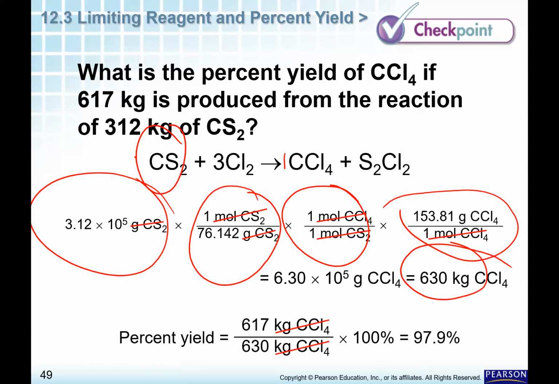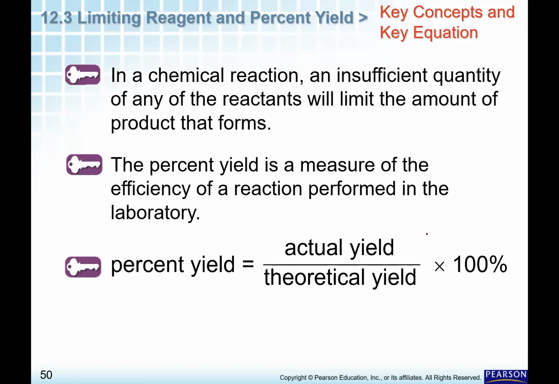So we divide the 617, the actually produced, by the theoretical times 100%, and this way we get the answer that we're looking for. 97.9. For any reason, in any question that you get an answer which is more than 100%, immediately know that you are exchanging the actual with theoretical. You're using the wrong numbers, okay? Because it cannot be more than that.